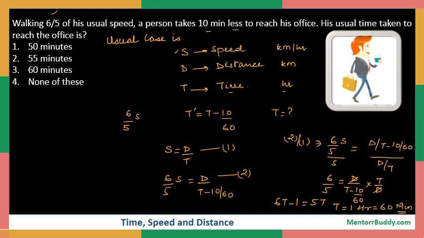And therefore we can say that the time taken by him usually to walk from his home to his office is 60 minutes, which is equal to 1 hour. So hence your answer becomes option number 3. So this is how easily we can solve a question based off this category from time, speed and distance.